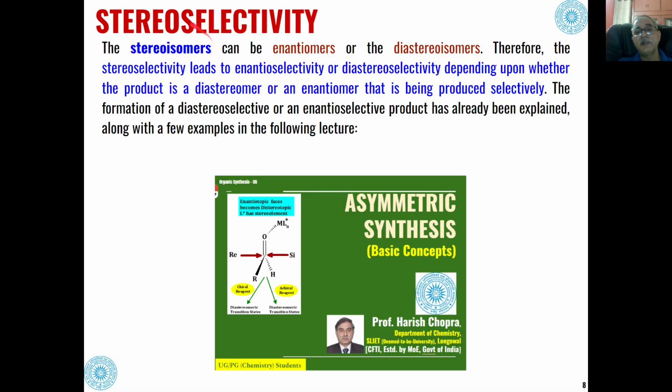So as far as details about stereoisomers in terms of enantiomers or diastereomers, and details of their conceptual facts are concerned, we have already discussed these in the first lecture, that is asymmetric synthesis basic concepts, where I have already explained how stereoselectivity can lead to the formation of enantiomers and diastereomers, and this stereoselectivity leads to enantioselectivity or diastereoselectivity, depending upon whether the product that is produced selectively is a diastereomer or an enantiomer.